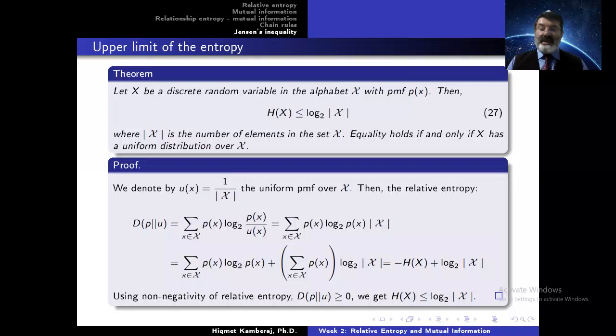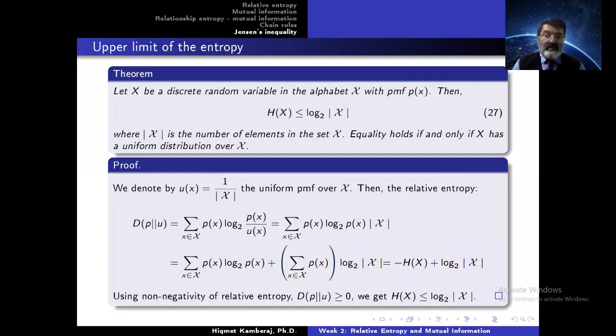Now we denote by u of x 1 over the cardinality of the set chi. And this is a uniform probability mass function over the set chi. Then the relative entropy between p and u is equal to, based on the definition, the sum over all x from chi of p of x times log with base 2 of p of x over u of x, which equals the sum over all x from chi. Then I express u of x as 1 over the cardinality of chi. Then I obtain log with base 2 of p of x times the cardinality of chi.